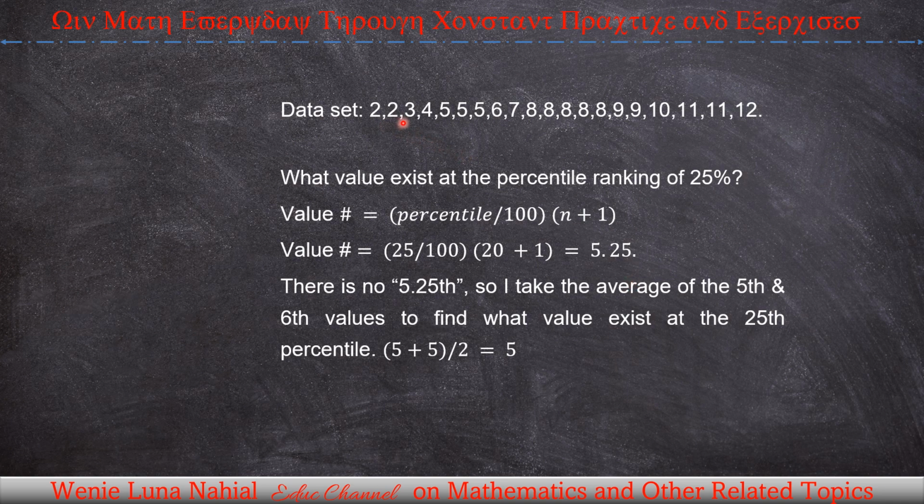So look at this one. You have to count 1, 2, 3, 4, 5. So 5 is the fifth observation and another 5 is the sixth observation. So you take the sum: 5 plus 5 is 10, divided by 2, which is equal to 5. So the value at the 25th percentile is 5.